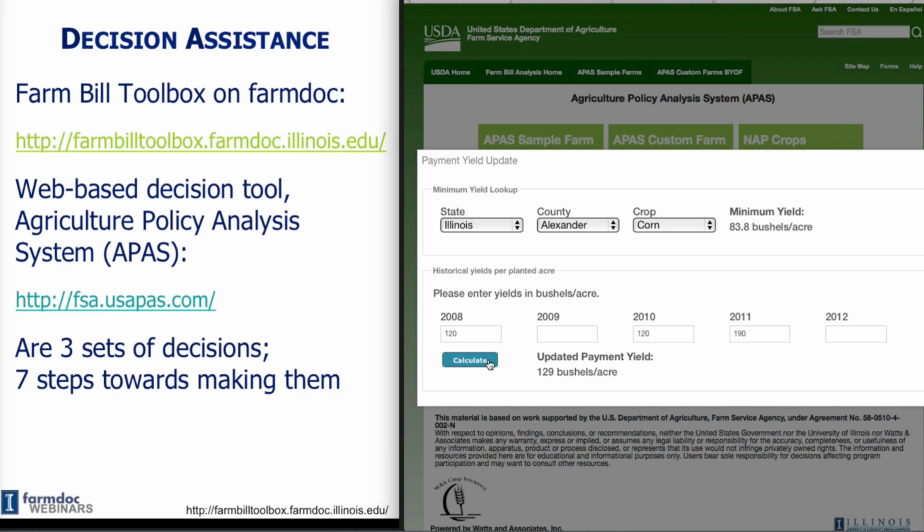What if you had land in CRP from 2008 through 2012, you have no yields? That's right, you have no yields, and you really don't have the ability to update.